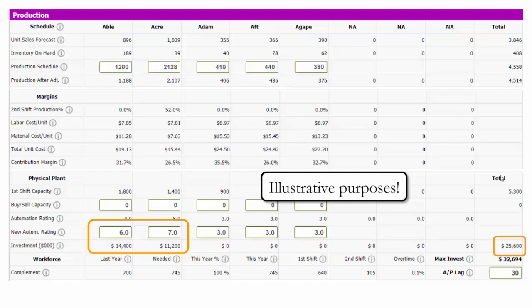You can see here that increasing automation for Able from 4 to 6 will cost us $14,400,000. Increasing automation for Acre from 5 to 7 will cost us $11,200,000. The total investment required is $25,600,000, as depicted here. I decided to make these illustrative investments for the finance lecture because investing in your company requires financing and therefore will affect your finance decisions.